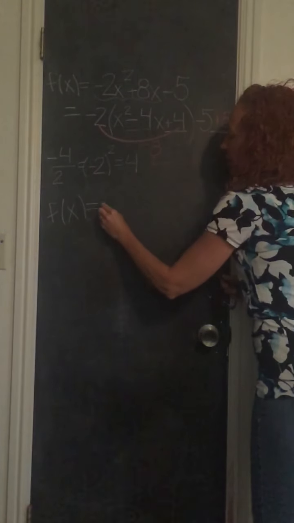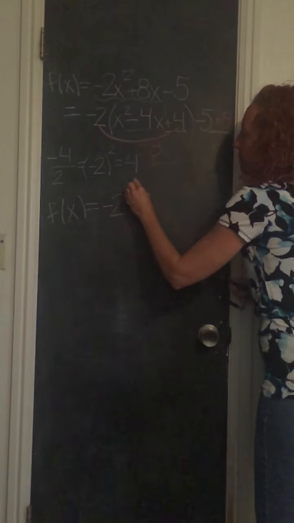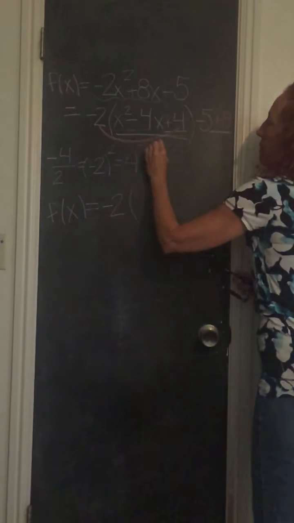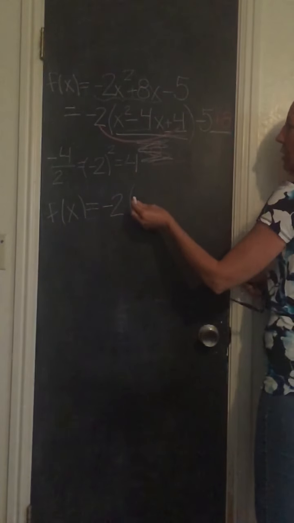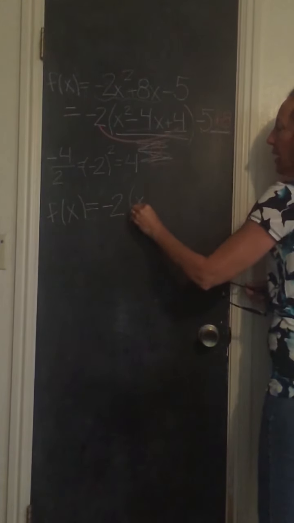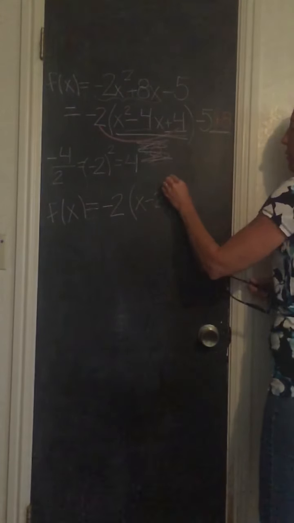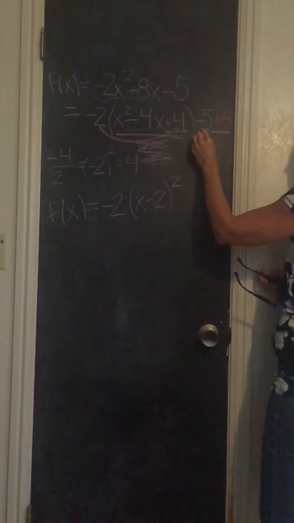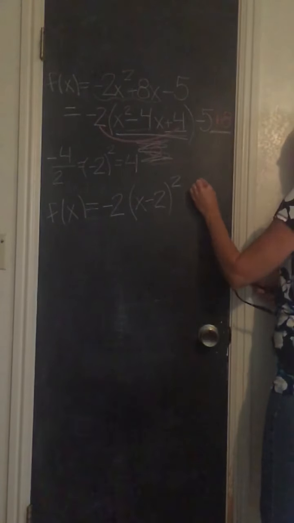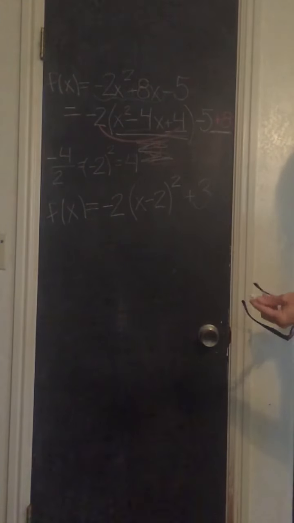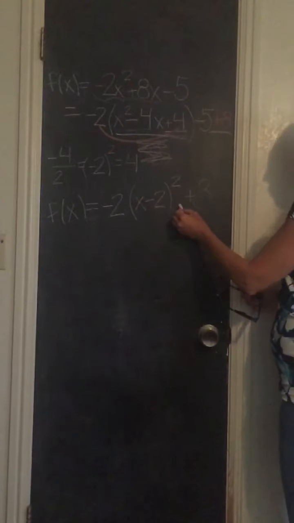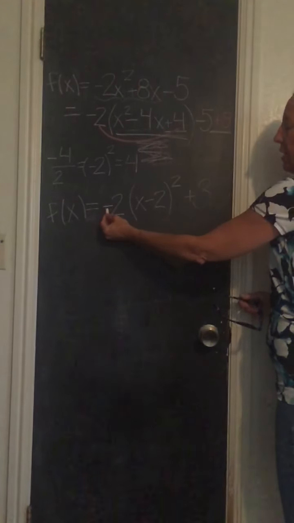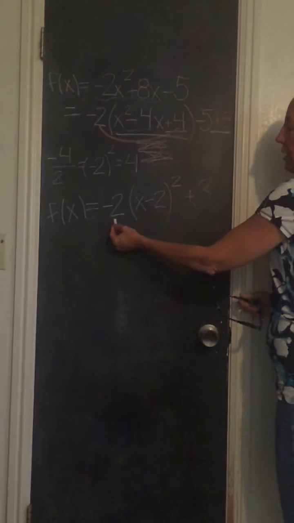So that negative 2 just comes straight down. Factor this. That's not really a part of my equation anymore. So when I factor that, I get x minus 2 squared. A negative 5 and a positive 8 is plus 3. My vertex is going to be at 2, 3. It's going to go down. It's going to be a little bit more narrow.